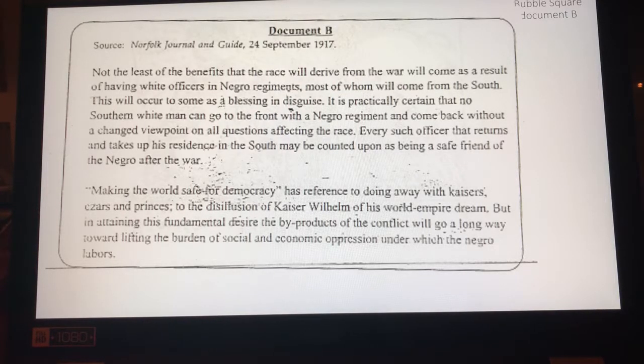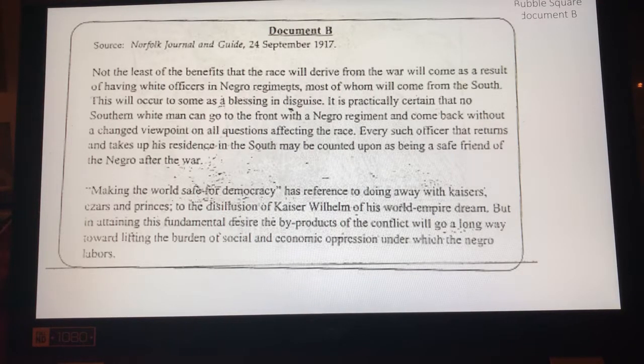So the Norfolk Journal is actually an African American journal, and it's talking about how if African Americans go into the war, and yes, they're being put in units where whites are in charge, it's taking the positive spin, saying this is going to be beneficial because it's going to improve relations in the long run when we come back. So this is very idealistic.